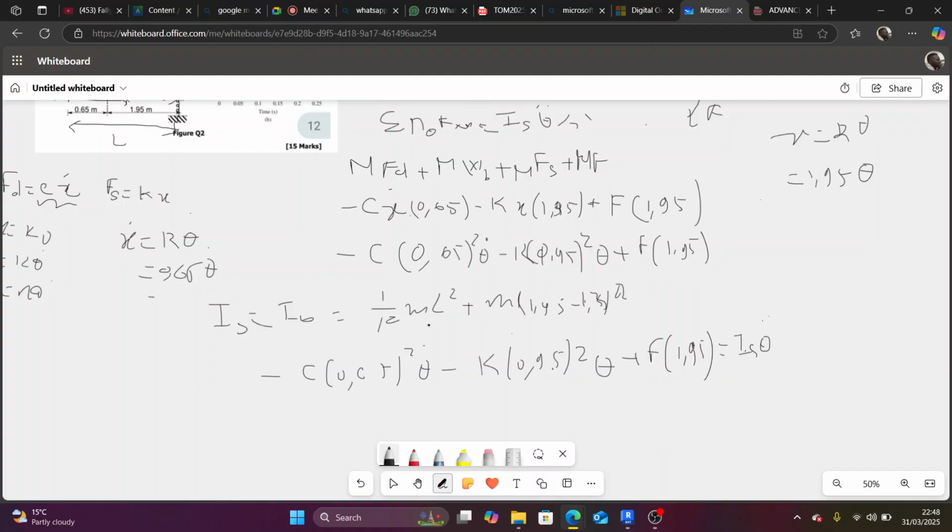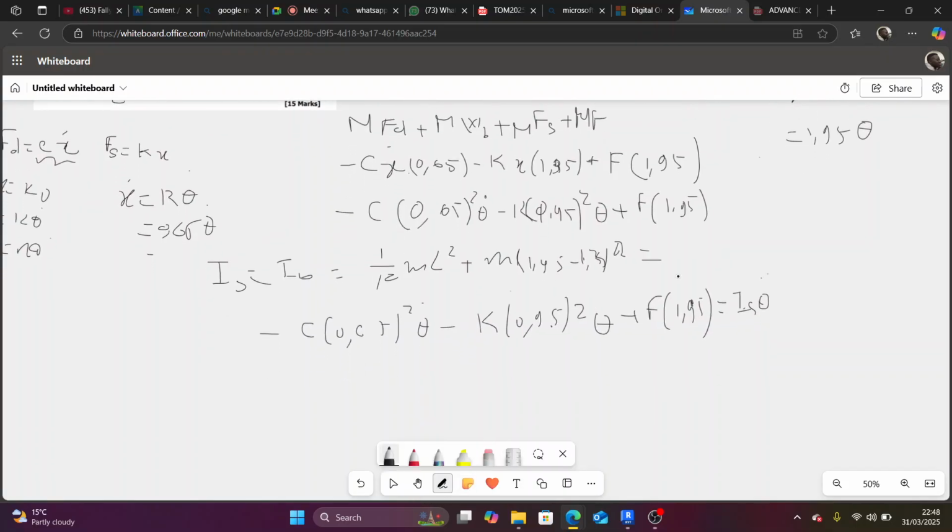Yes, sir. The only difference is we have already calculated this. That one you'll do it, right? You can just punch your calculator. Don't forget the unit. It's kg meter squared. Now, you make sure that the force is alone. Do you agree? So I'll simply bring I theta double dot. All these guys here will move to my right. I'll have plus C 0.65 squared theta dot plus K 0.95 squared theta to be equal to what?